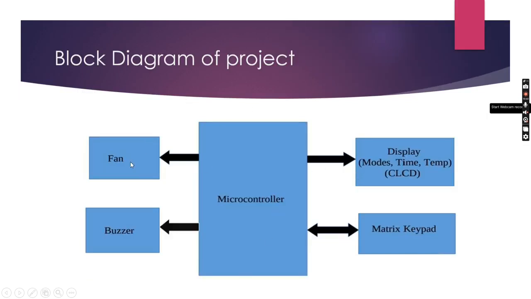This is the basic block diagram of the project. The fan and buzzer act as output units, the matrix keypad acts as both input and output, and the display and timer act as output units. We apply some control or actions on the matrix keypad, then that action is executed in the microcontroller, and the microcontroller program sends the information to the fan, buzzer, and display according to the input applied.